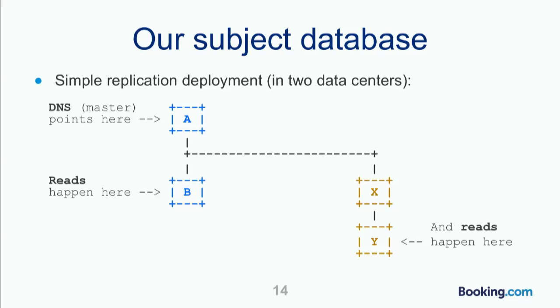If we need to do reads, then we read from the appropriate slaves at the bottom layer there. So it may be in one data center from one set of slaves, and the other data center from the other set of slaves. So this particular setup was running, doing its usual thing. It had been running for months like this, no problems at all, and we were quite happy.